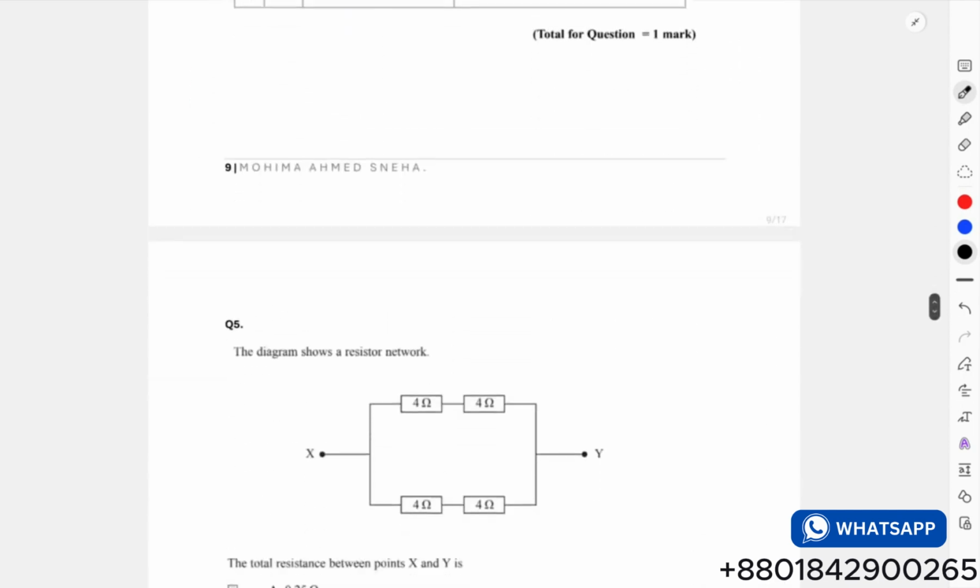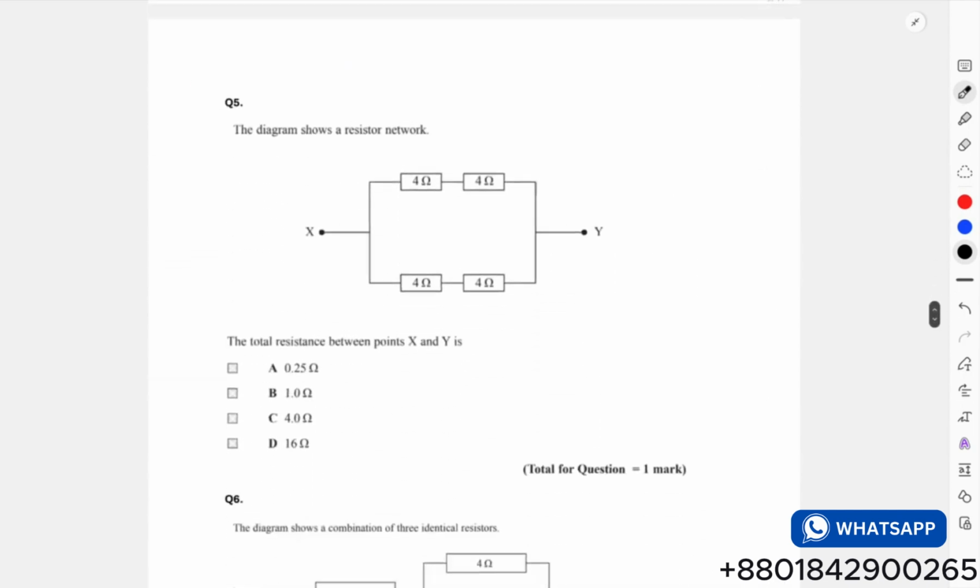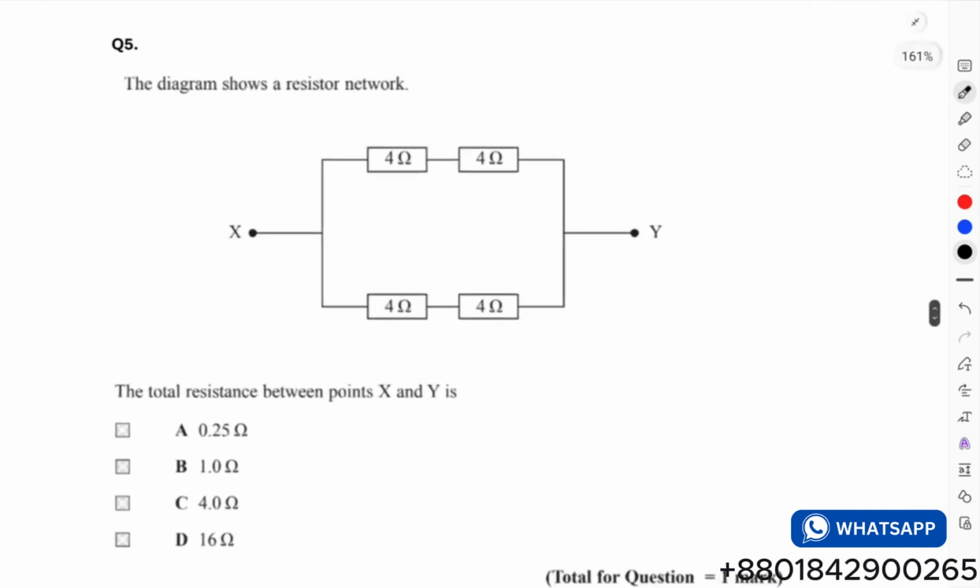Okay, so we're going to move on to the next question. Again, we can see that there are four resistors connected in parallel. If I'm going to name them, these two are connected in series, and again these two are connected in series, and overall these four are connected in parallel because you have these junctions over here, right? Always remember, at junctions current gets divided. We need to find out the total resistance between the points X and Y.